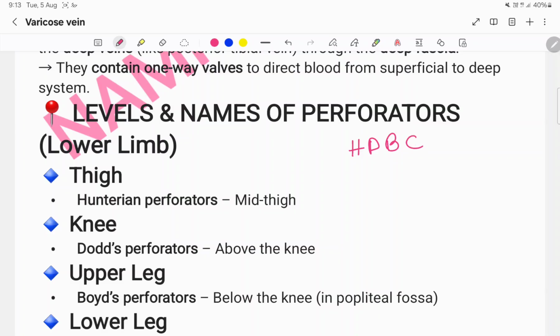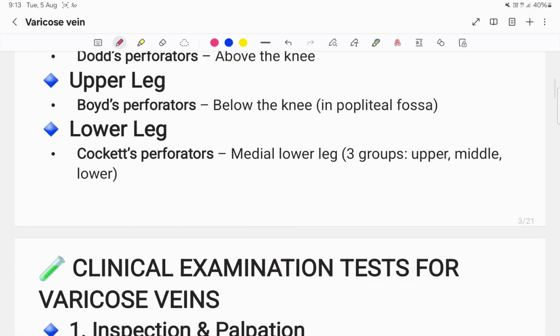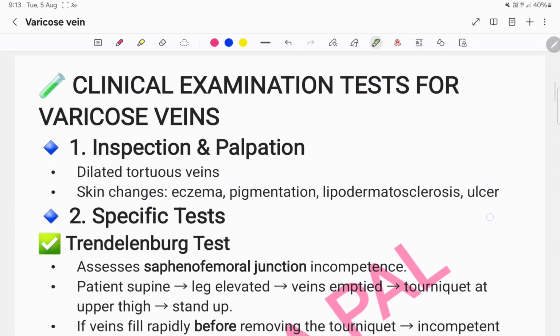H for Hunterian perforator in the mid thigh, D for Dodd's perforator above the knee, B for Boyd's perforator below the knee in popliteal fossa, and C for Cockett's perforator in the medial lower leg. It is divided into 3 groups, that is upper, middle and lower. Now let's start the clinical examination tests for varicose veins.